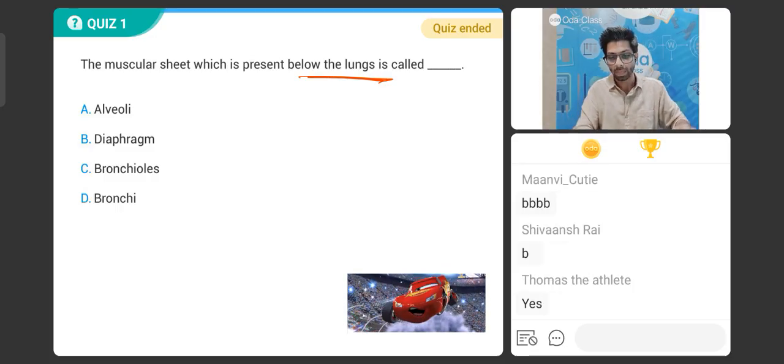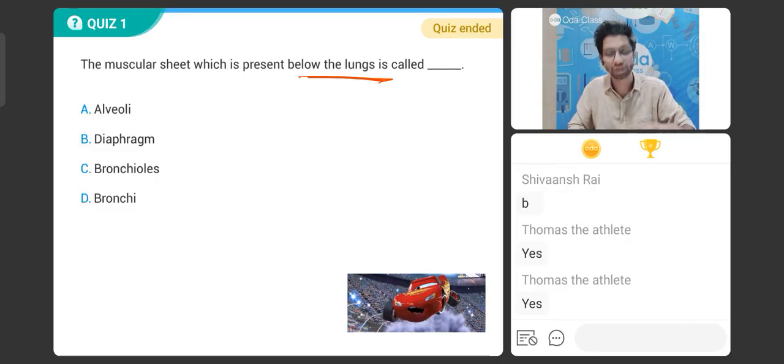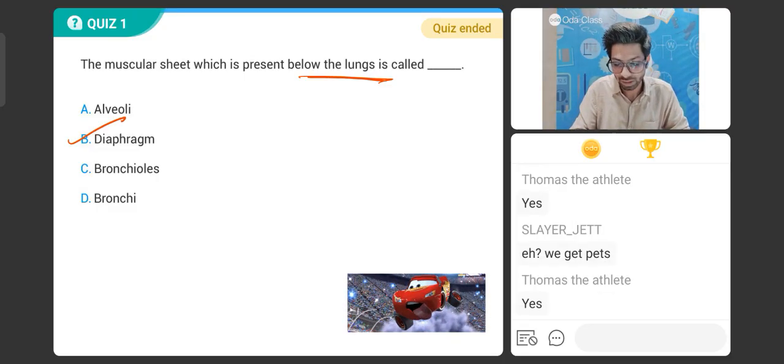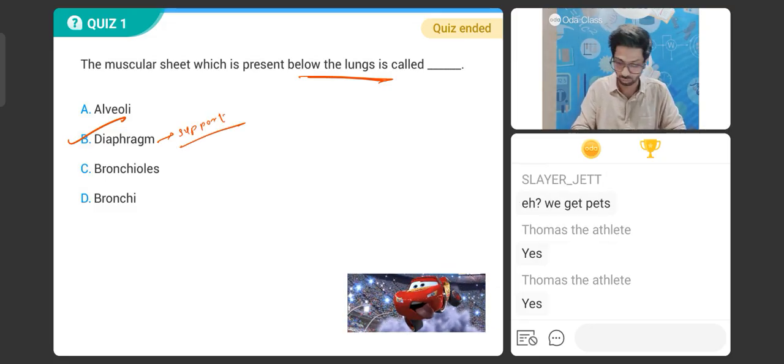All right. So let's see. The muscular sheet, the muscle sheet which is present just below the lungs, that is called diaphragm. Okay, what it does, it provides support to the lungs. It provides support to the lungs. Okay, let's solve the next revision question.